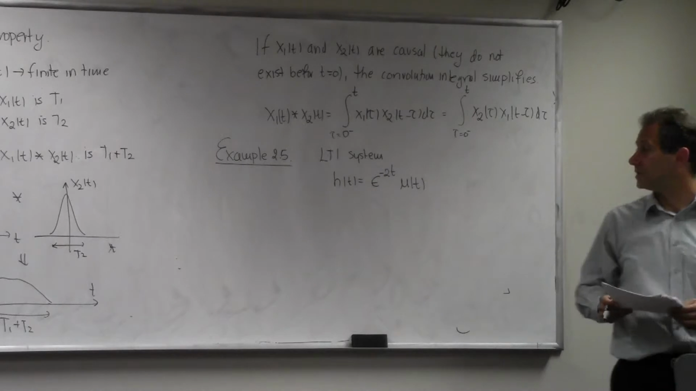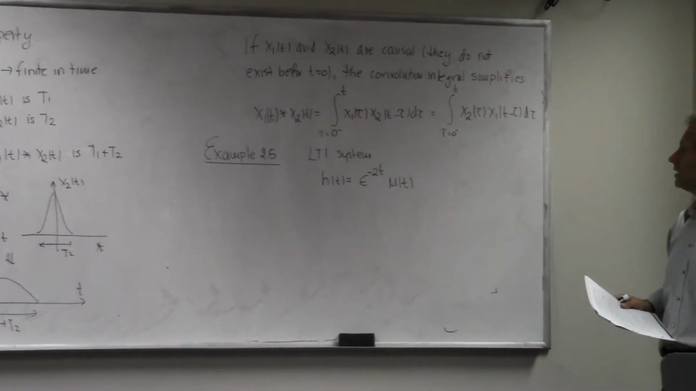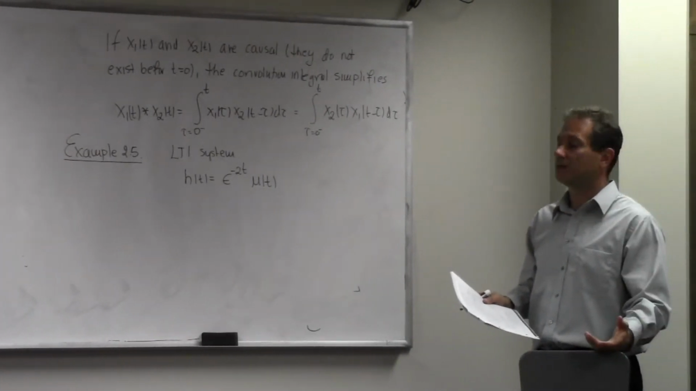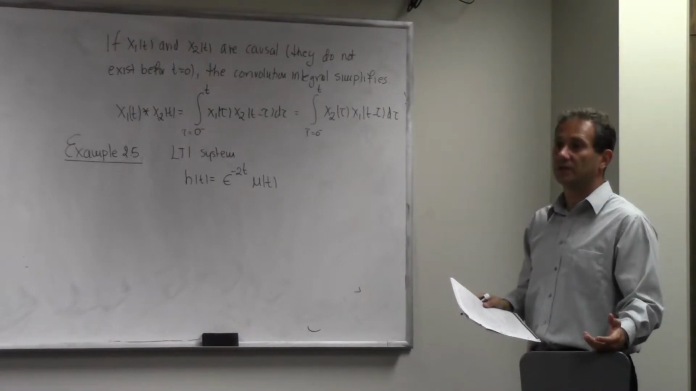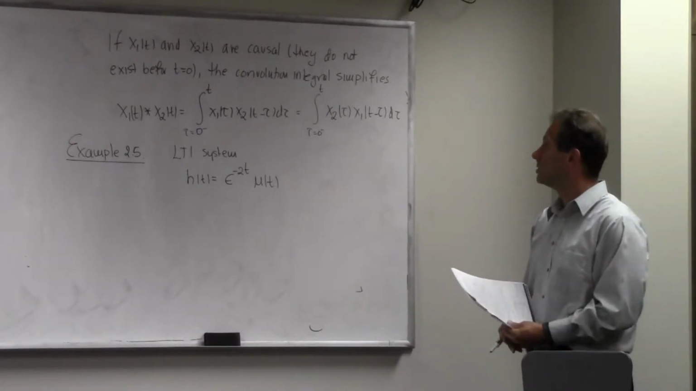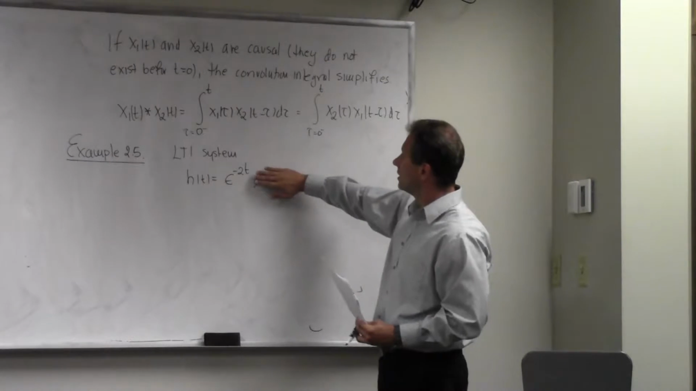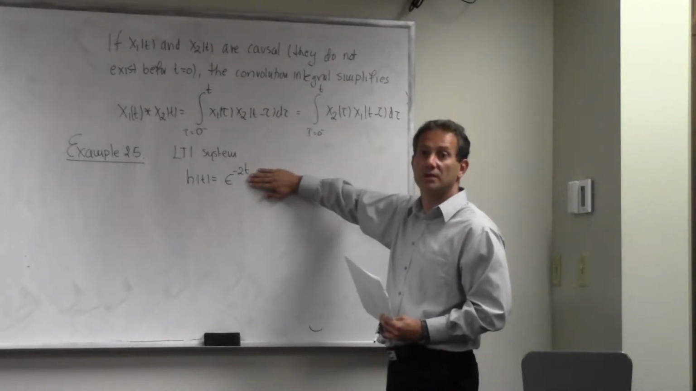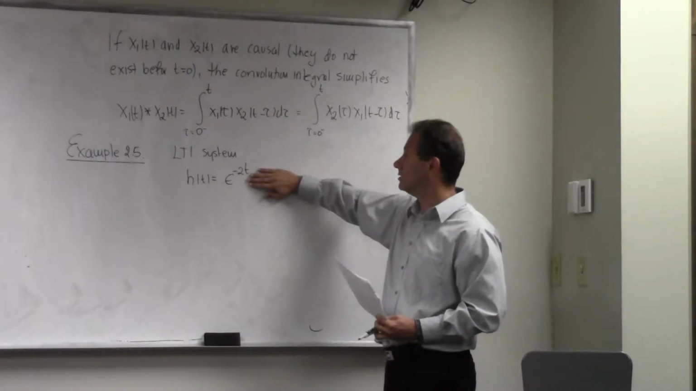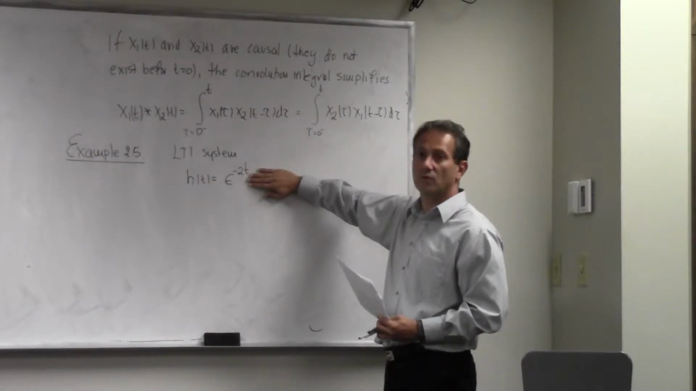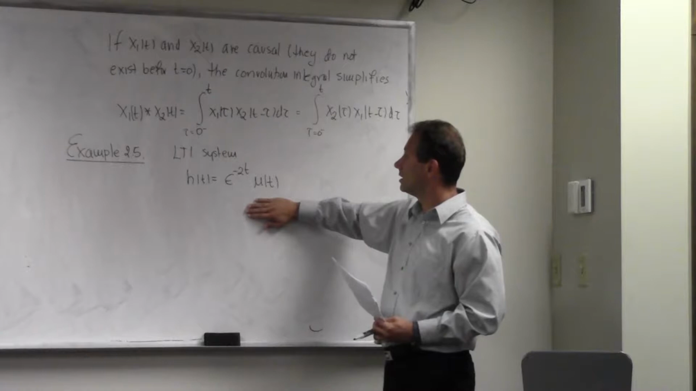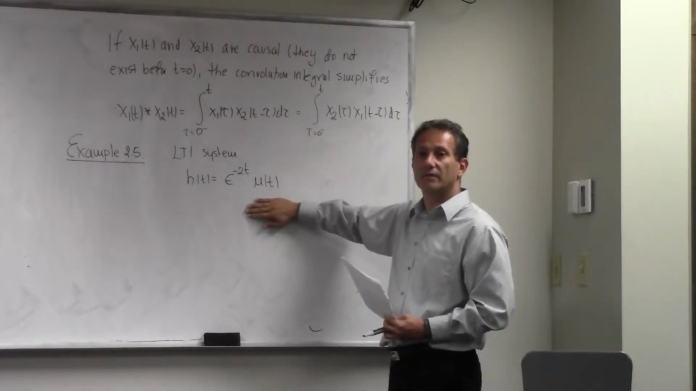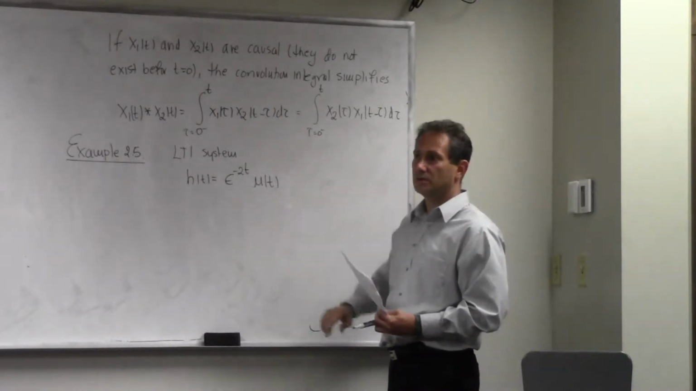The u of t here is explicitly indicating that this is a causal system, right? The impulse response does not exist before t equals 0. If I leave it without it, then this is essentially a function that exists for all t, or has a value that's non-zero for all t. This function here has value 0 for every time t smaller than 0.